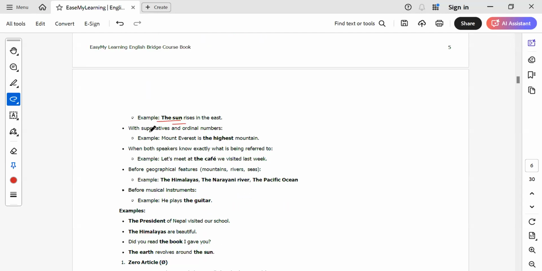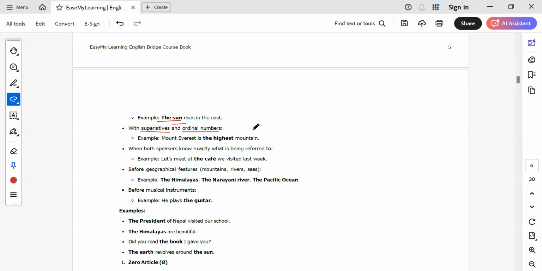The third case is slightly more difficult, but we will understand this. So just reading it out first: with superlatives and ordinal numbers. So what is a superlative? Superlative means a specific type of adjective to describe a certain object.